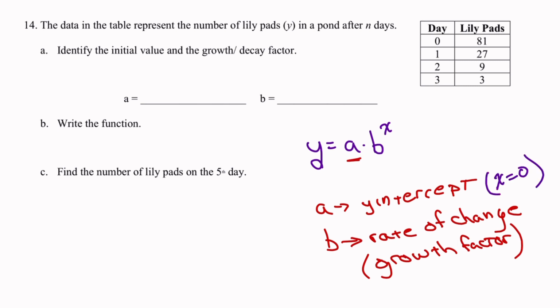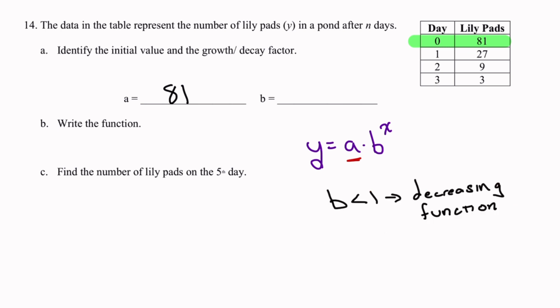So immediately I can look at this table and find the value of a. And the value of a is 81. Now, one reason that I wanted to make a video about this one specifically is because so many of you get tripped up on the b value when your b value is less than 1. If you don't have this down cold, please put it on your note card. If your b value is less than 1, you have a decreasing function. And if your b value is greater than 1, you have an increasing function.